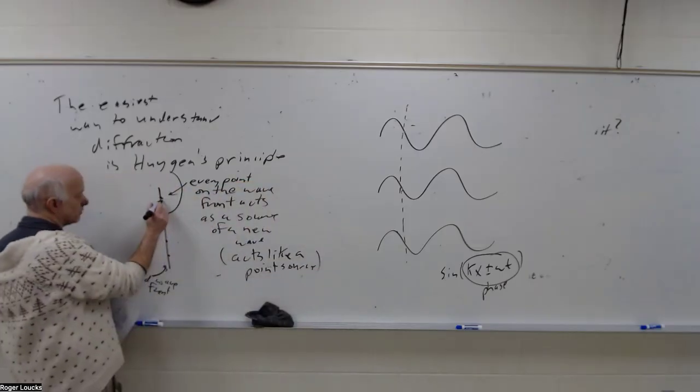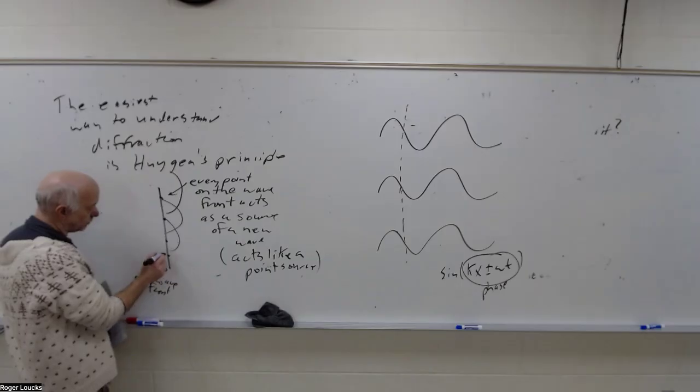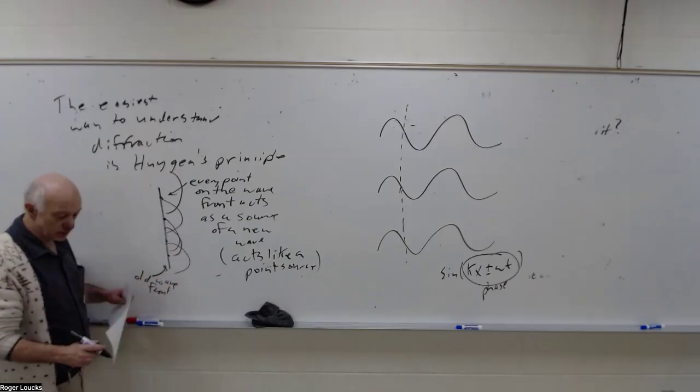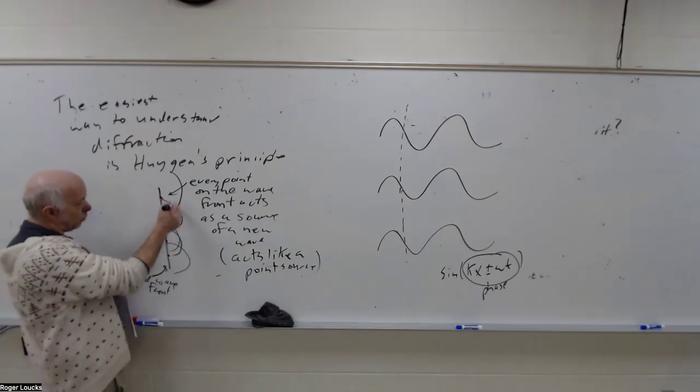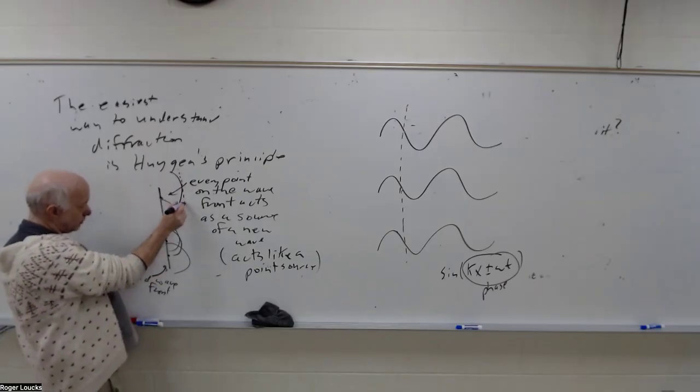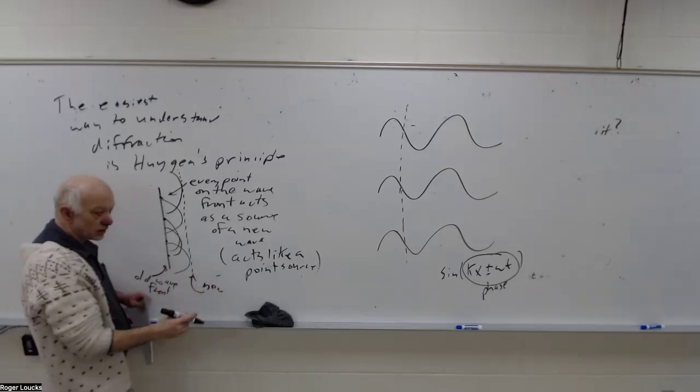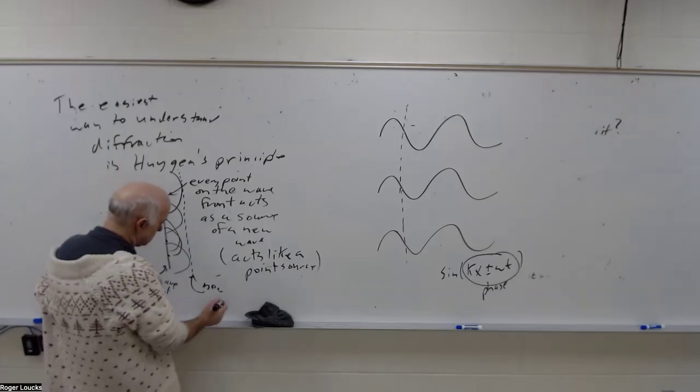Then this point here produces its own wave. This point here produces its own wave. This point here produces its own wave. This point here produces its own wave like this. And these waves are going to interfere and produce a new wavefront. So this is a new wavefront, because again, it's going to be a line of constant phase.